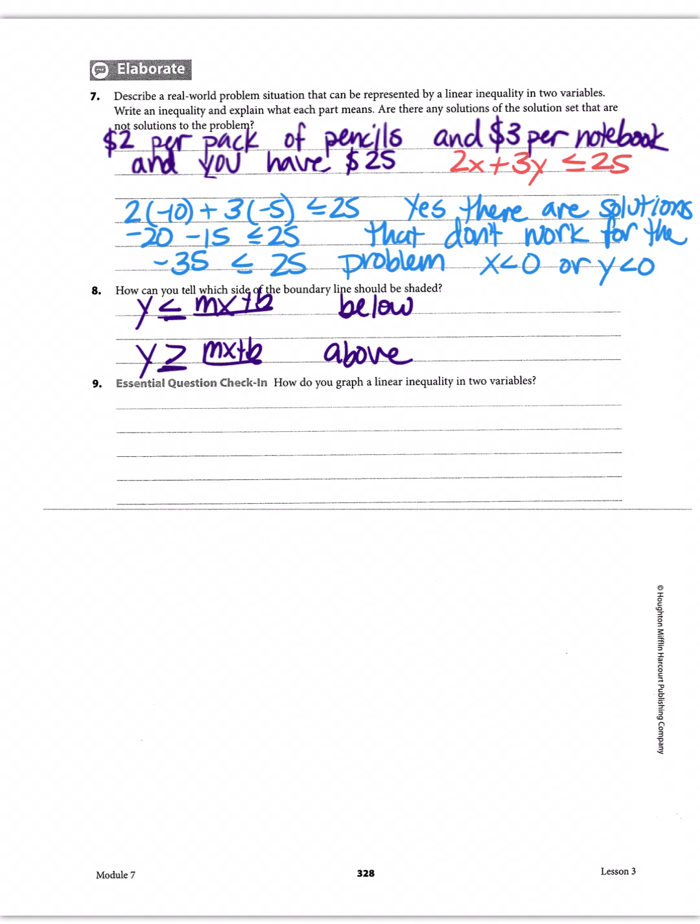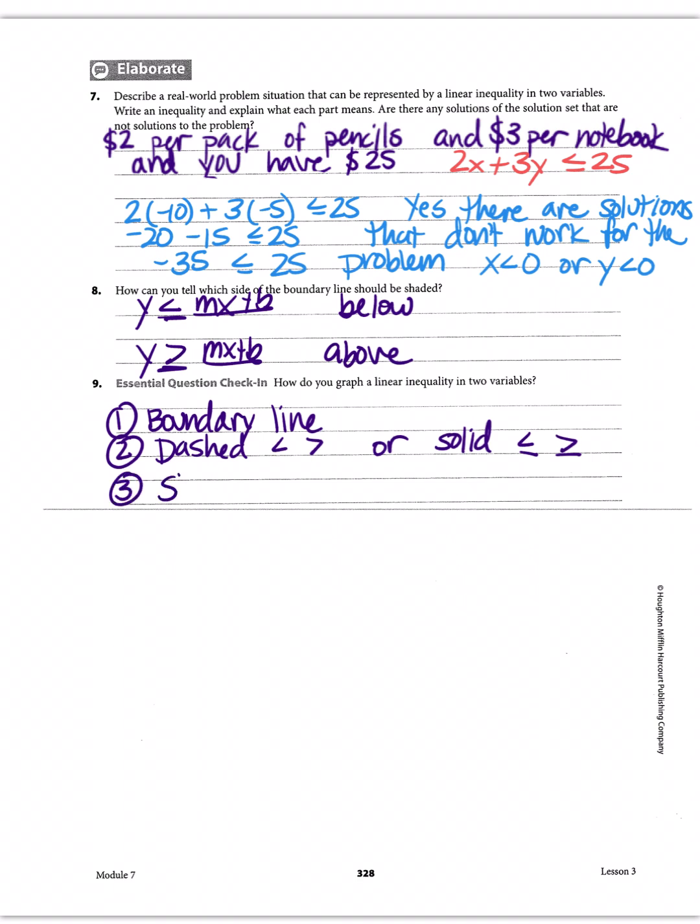9. How do you graph a linear inequality in two variables? Start by graphing the boundary line. Then you are going to determine if it is dashed or solid. And then you are going to decide if it's shaded above or below.